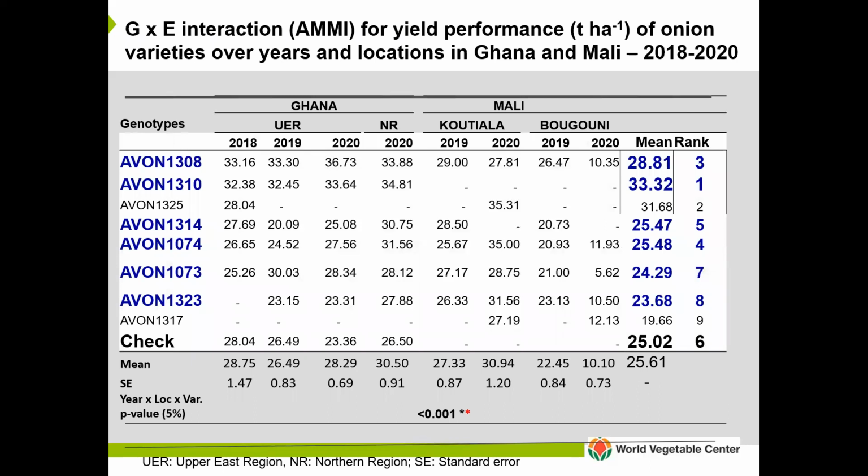Result and discussion. This table shows onion yield performance in multi-location and multi-year trials conducted in Ghana and Mali. The effect of years by location by variety were highly significant. 5 lines performed better than the commercial check with yield higher than the average yield, which was about 25 tons per hectare. Most of these varieties yields range from 25 to 33 tons per hectare.